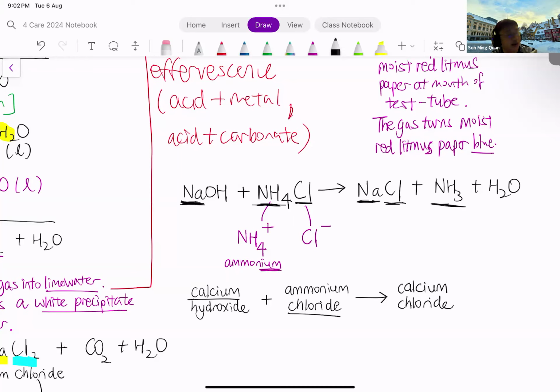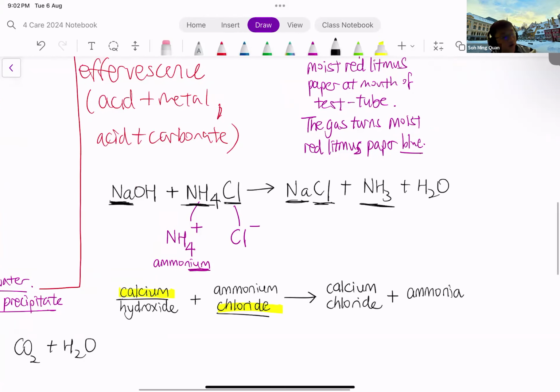So in a sense, they are exchanging partners. Calcium was with hydroxide. Now calcium goes with chloride. So it forms calcium chloride, ammonia, and water. Okay, so now that I've written in words this equation, can you try converting this to a chemical equation and balance the chemical equation for the reaction between calcium hydroxide and ammonium chloride?